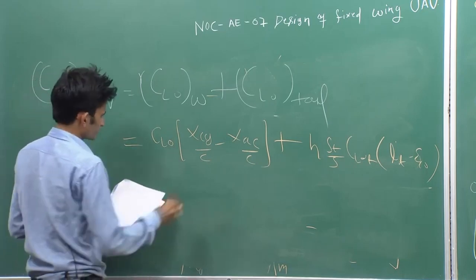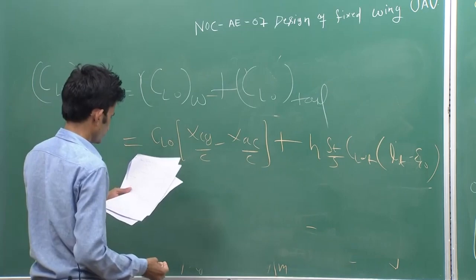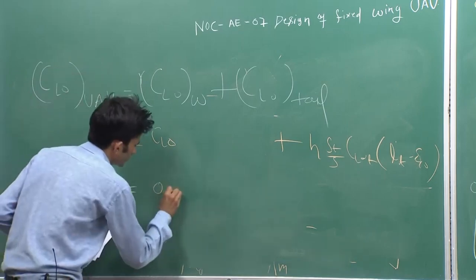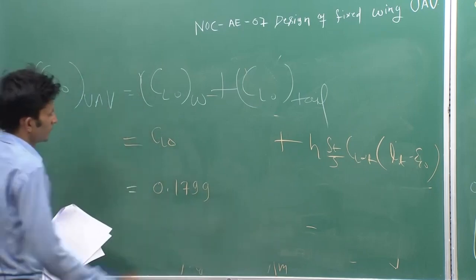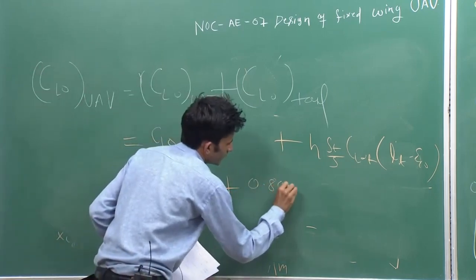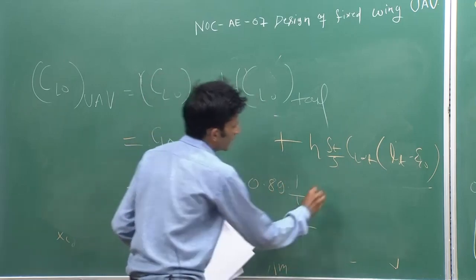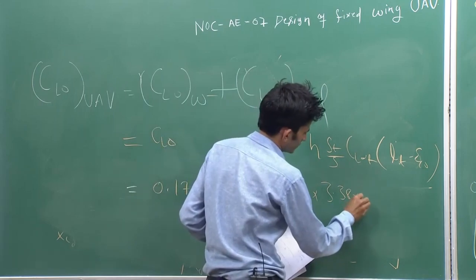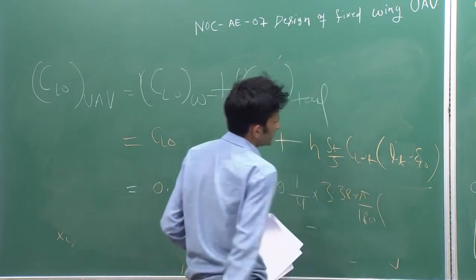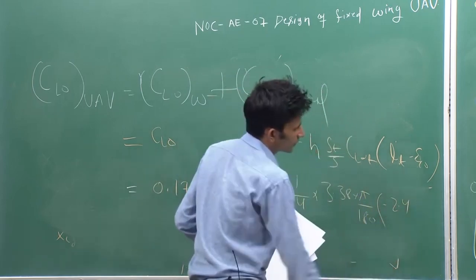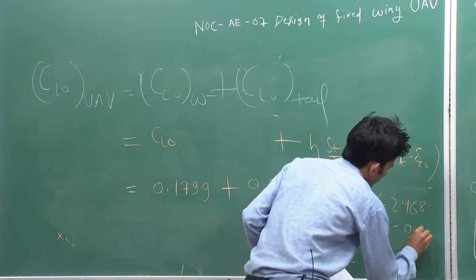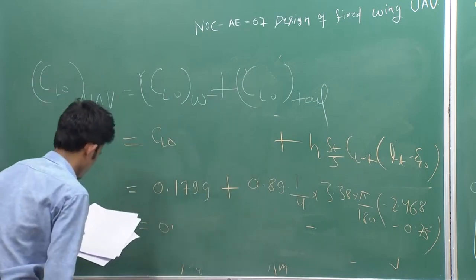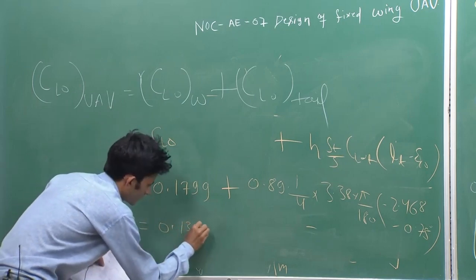So, this is nothing but what we have calculated: the CL naught. CL naught is nothing but we have found out 0.1799, plus eta is 0.89 into ST by S is 1.4, CL alpha is 3.38, which is per radian. So, convert into per degree, because here you will put the IT and epsilon naught in degree. So, minus 2.4 something you got, 2.68 minus 0.75. If you solve this, you will get CL naught of the complete UAV, 0.13351.